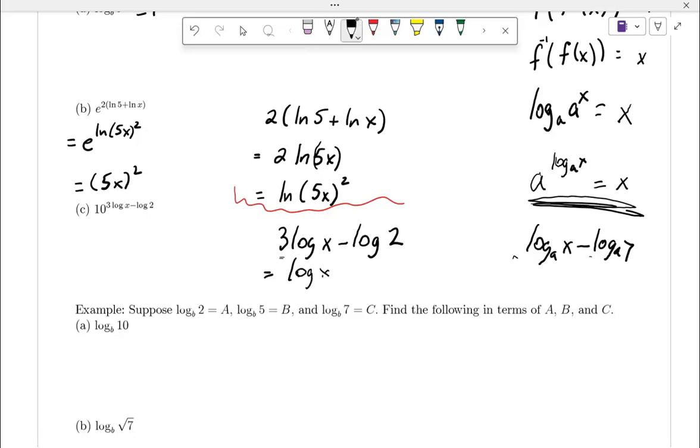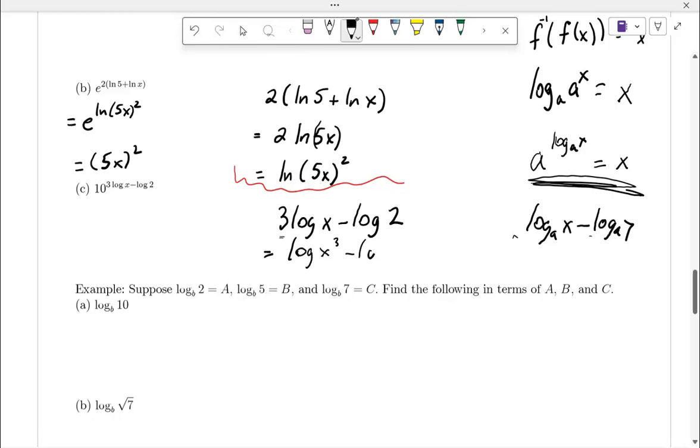So log of x cubed minus log of 2. Now we can do division and write it as what? Log of what in this case? Yep, x cubed over 2. Good. But again, we have to make sure we take care of the power first, because I have to have a coefficient of 1 in front of both of these before we can use the subtraction property.